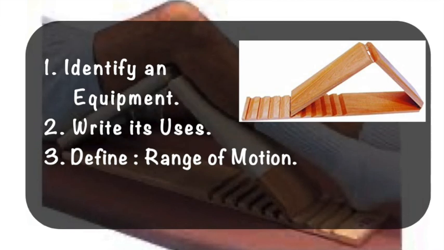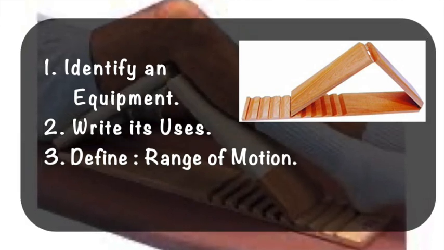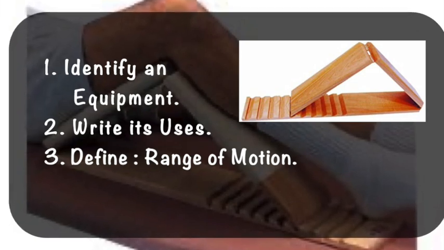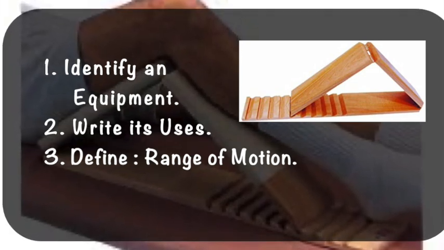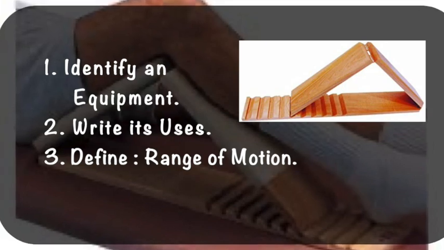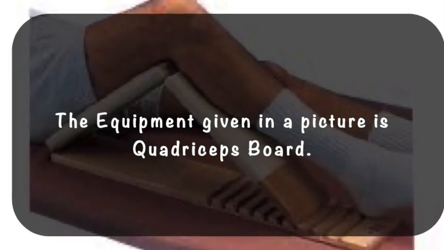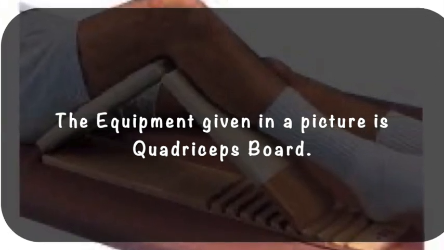Now, our next cue card is about quadriceps board. So here you have to identify an equipment which is given in this picture and write down its uses and define what is range of motion. So here is my sample answer. The equipment given in a picture is quadriceps board.